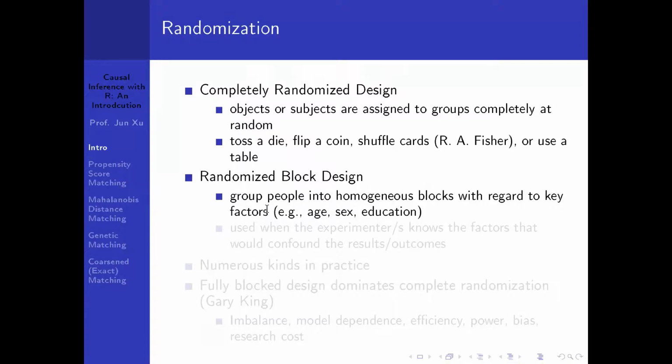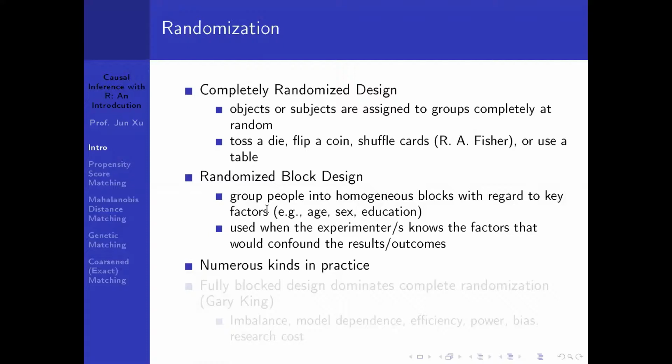And the second is randomized block design. Under this design, experimenters group people into homogeneous blocks with regard to key factors, for example, age, sex, education. Okay, so after people are grouped into these homogeneous blocks, then we randomize, assigning subjects in these blocks into different treatment groups. It is used when experimenters know the factors that would confound the results or outcomes.